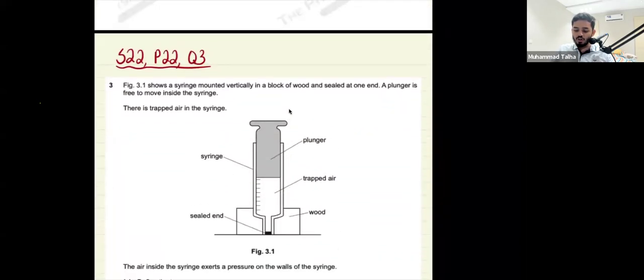So with the weight on top here, the idea is that whatever this pressure is would also be the pressure exerted by the air if the plunger is not moving, right? If there was an imbalance of pressure, maybe if the air had a greater pressure, the plunger would move out. If maybe the air had less pressure, the plunger would move in. But if it's not moving, this means that their pressures are equal.